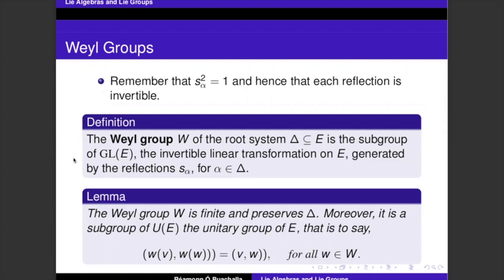So what is it? It's a group generated by the reflections. If we remember, if you took this reflection S sub alpha for any root and did it twice, you got back to where you were. Because you're basically just taking a linear expansion and changing the sign of one of the coefficients. So when you change it twice, you end up back where you started.